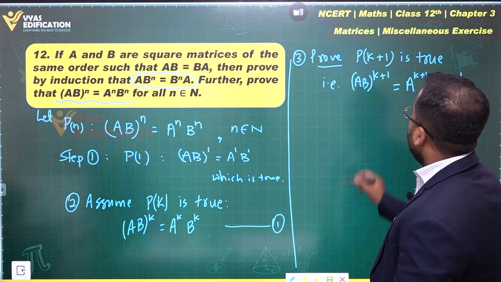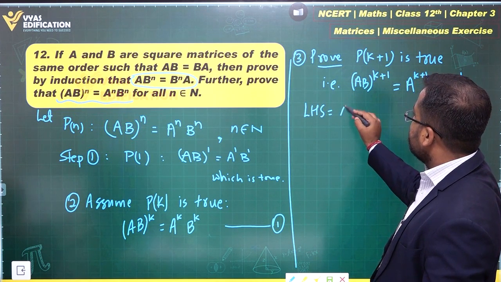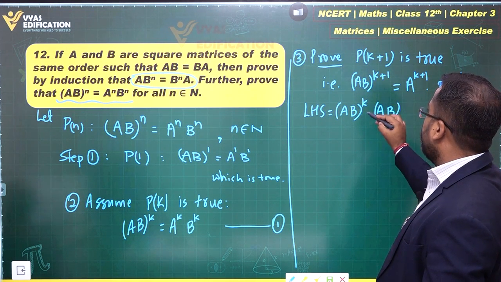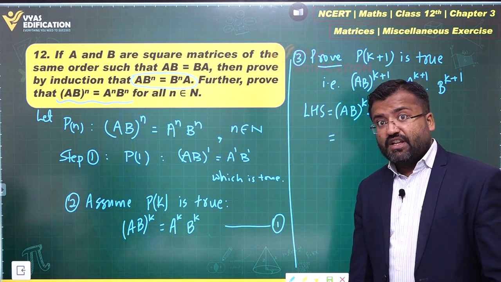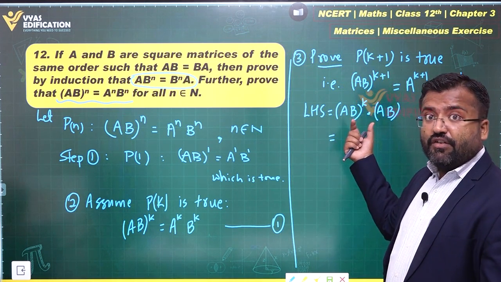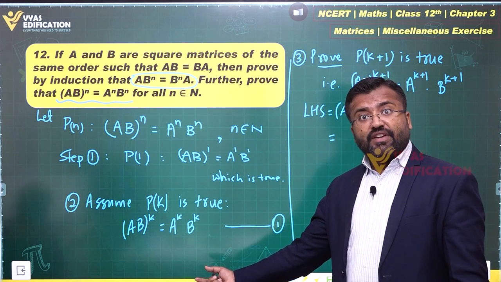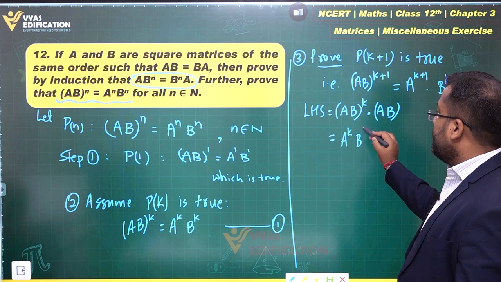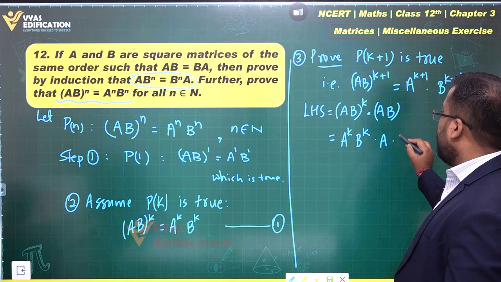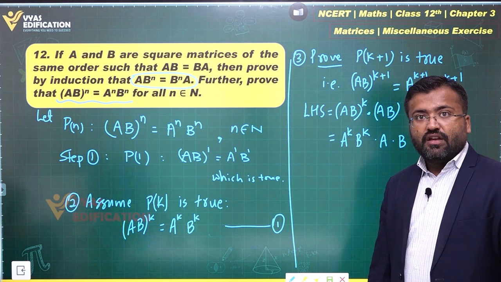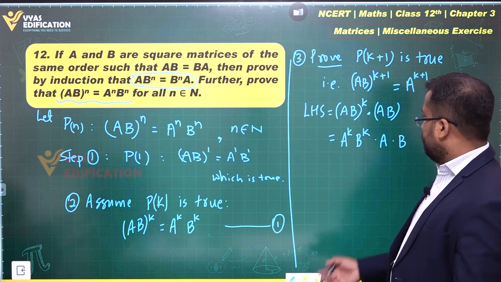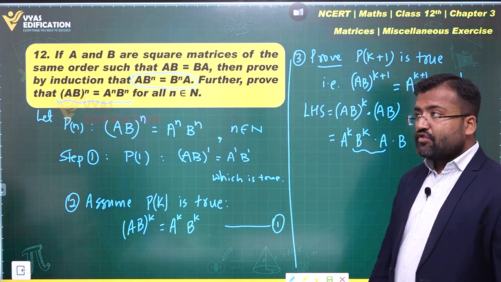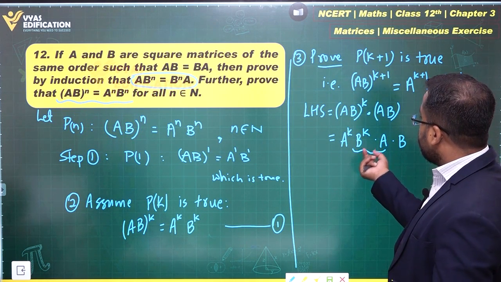Right? And for proving this, we'll begin with LHS. LHS is (AB)^k times AB. This is what you have, right? (AB)^(k+1) can be written as this one, right? What is (AB)^k equal to? As you can clearly observe, (AB)^k is equal to A^k B^k. So this is A^k B^k. This is A and B. This is the product. Right. And in case of matrix multiplication, since matrix multiplication is associative, we can remove these brackets and we can multiply B^k times A together.